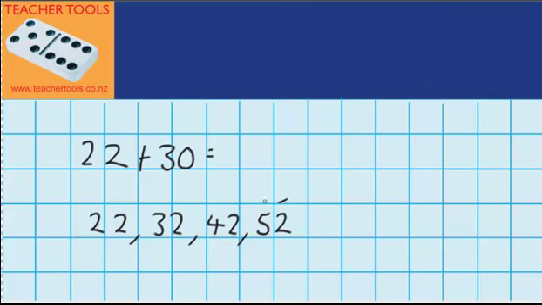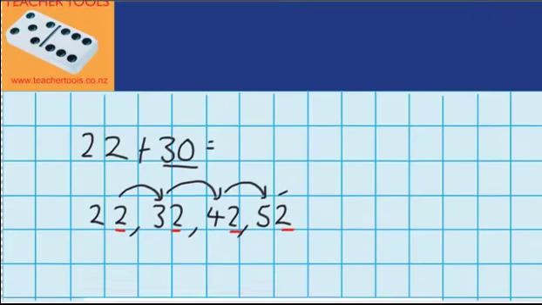And I'm just going to double check that I've added enough numbers. That was my jump of 10. Another jump takes me to 42, and my third jump takes me up to 52. Notice how with all these jumps, the ones digit never changed.